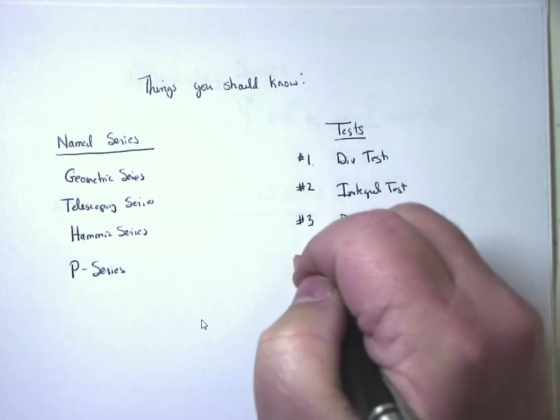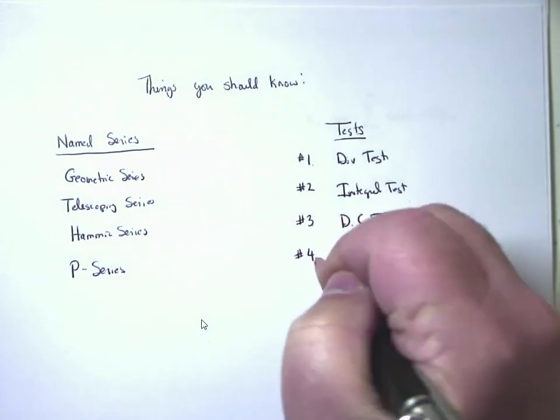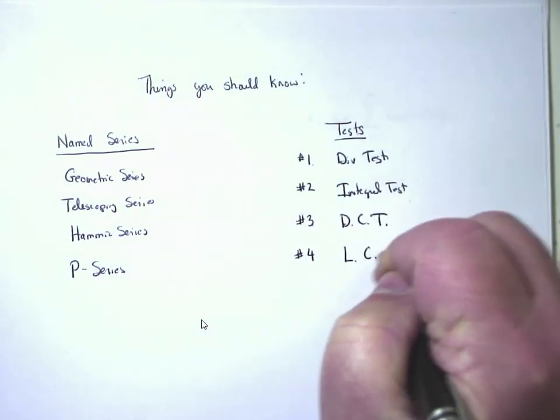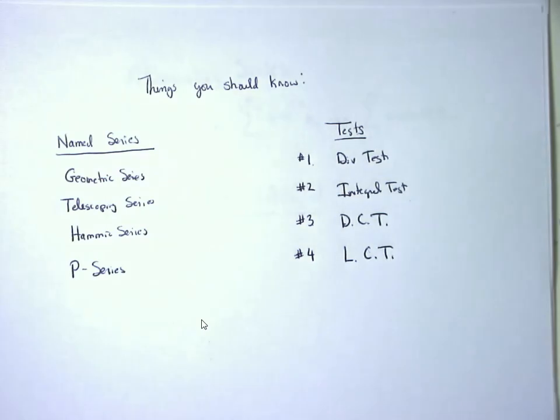And then from there, we went into test number 4, which was the limit comparison test. So again, you're comparing two series, an unknown series to a known series.